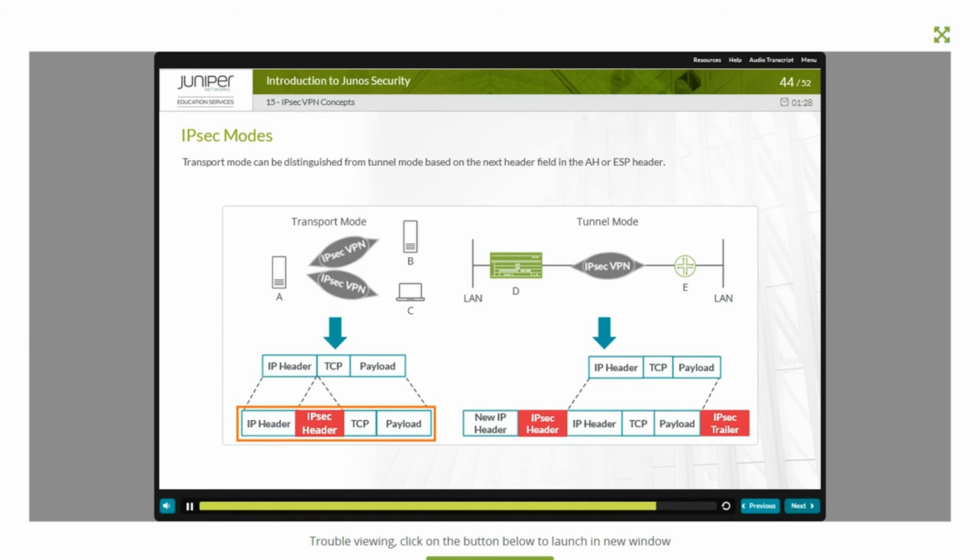With AH, the mode can be determined easily by an onlooker, but with ESP, the information is part of the encrypted payload and not visible to anyone unable to decrypt the packet.